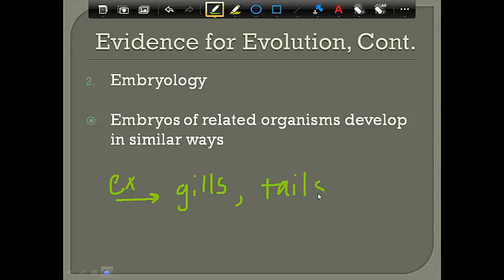Tails is another one that a lot of embryos have, regardless if it's a fish or a reptile or a salamander, or a bird or a mammal. So these structures that embryos have in common, again, gives scientists a clue that these organisms that they belong to are related in some way. And by related, we mean they share some DNA. Okay, because DNA is the instructions for building an embryo, which is eventually the instructions for building an organism.